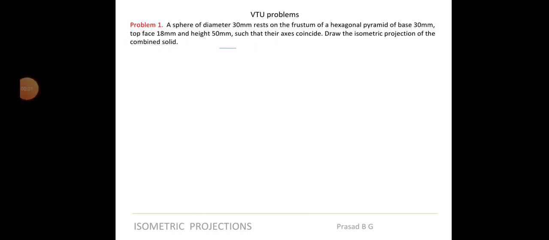All right, students. So next question, as I told you, we will continue now. This question is problem number 19 in your question bank. A sphere of diameter 30 mm rests on the frustum of a hexagonal pyramid of base 30 mm and top face 18 mm and height 50 mm, such that their axes coincide. Draw the isometric projection of the combined solid.